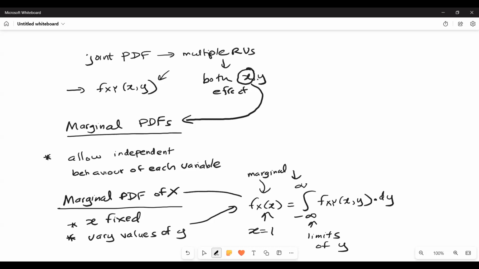Right, so the marginal PDF of X is defined like this. Similarly, I can define the marginal PDF of Y. How can I define the marginal PDF of Y?